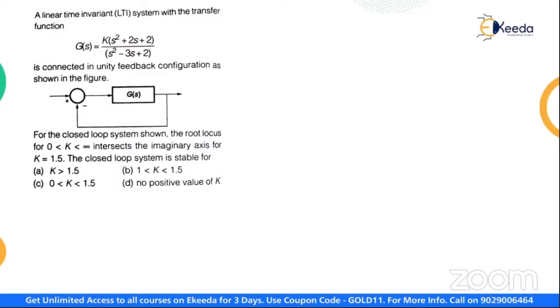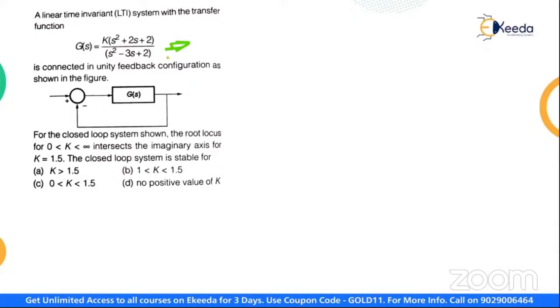You might be thinking this is a tricky question, right? But no, this is a very simple question. See, what are they saying? First of all, from this equation, where are the poles? The poles are s squared minus 3s plus 2.